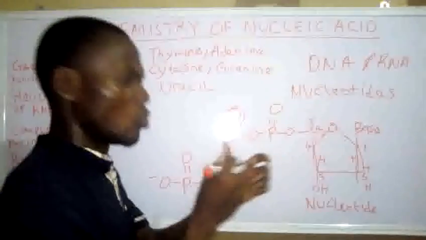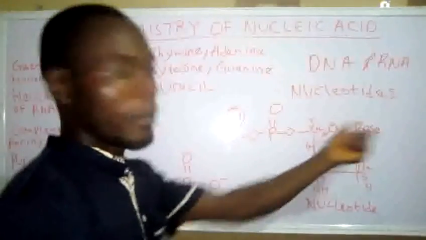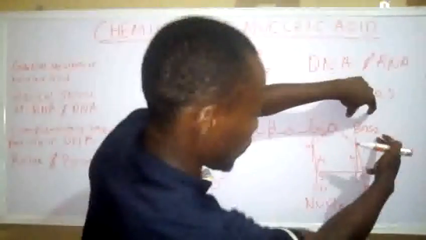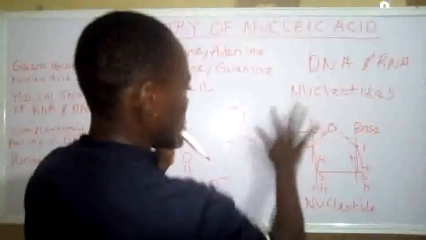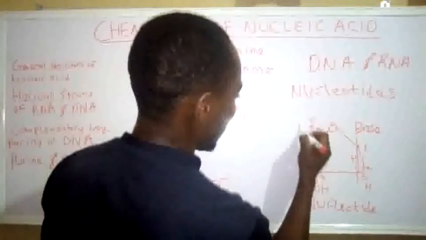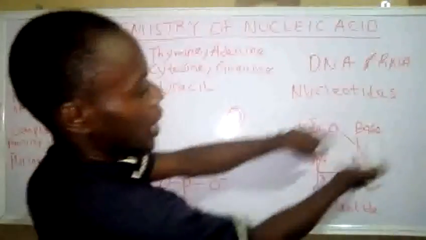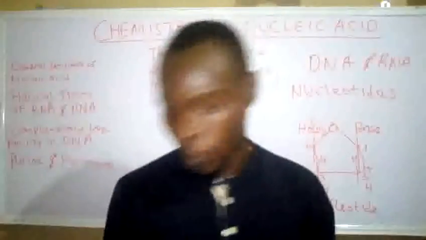Now let me quickly show you something called a nucleoside. A nucleoside is just the sugar plus the base. I should have shown that before drawing this. Now in this nucleotide, this is the base part, this is the sugar part, and this is the phosphate part. A nucleoside is just the sugar and the base, with HO. So now that we have done that, we can proceed to the other parts of the study.